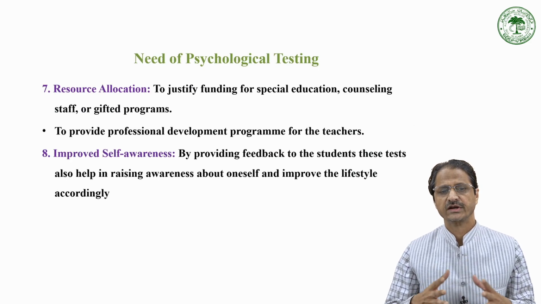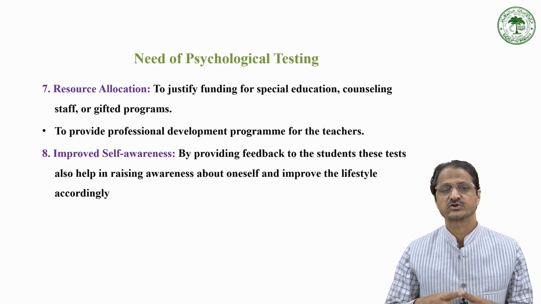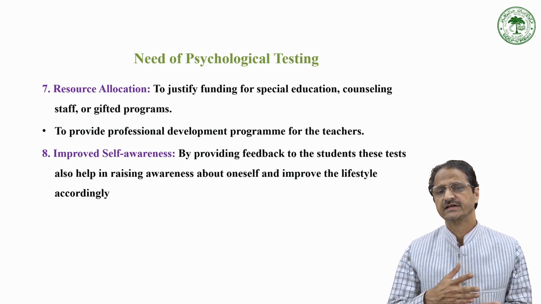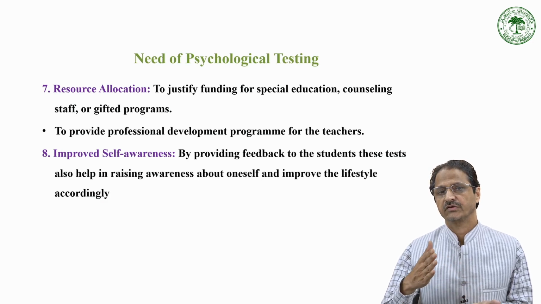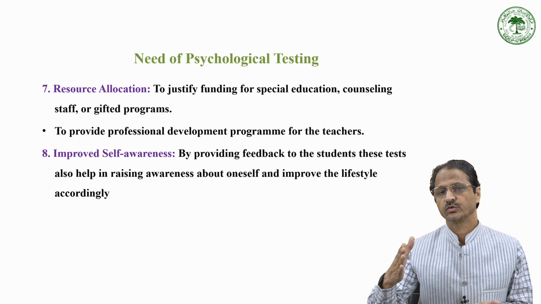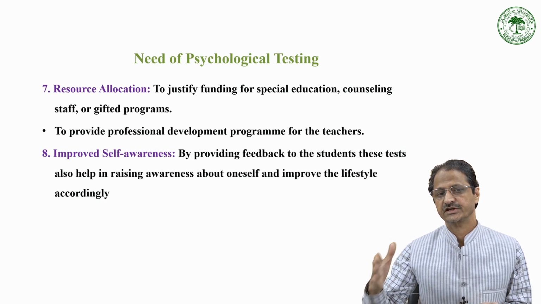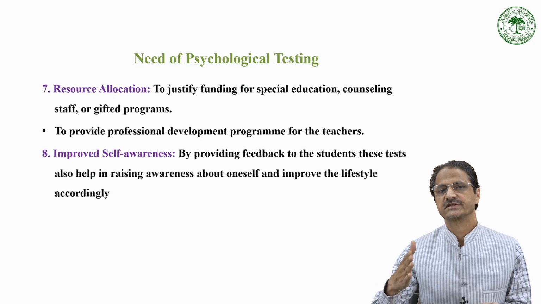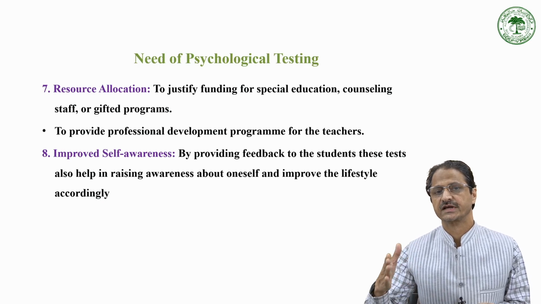Now, another need is from resource allocation. If we know what are the characteristic features and the needs of the student, then we can justify funding for special education, counseling staff, and gifted programs. If you have a gifted student, you need certain financial support or certain input from the government, then you can justify your need on the basis of these psychological tests.